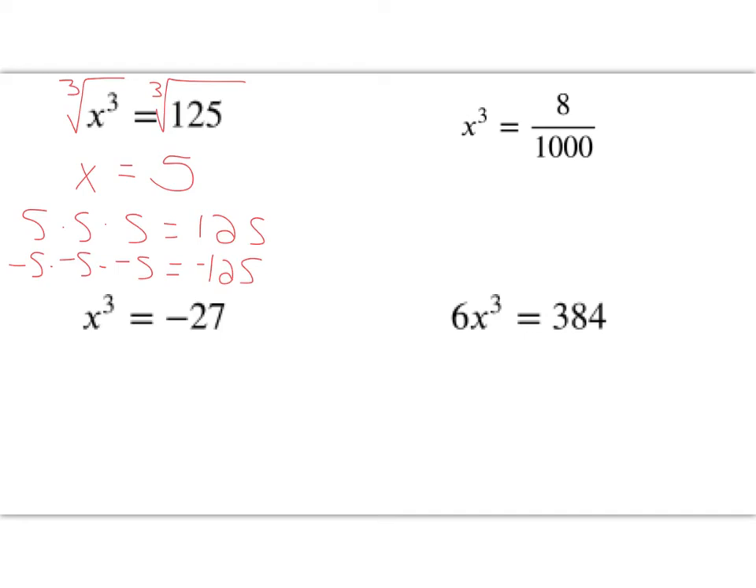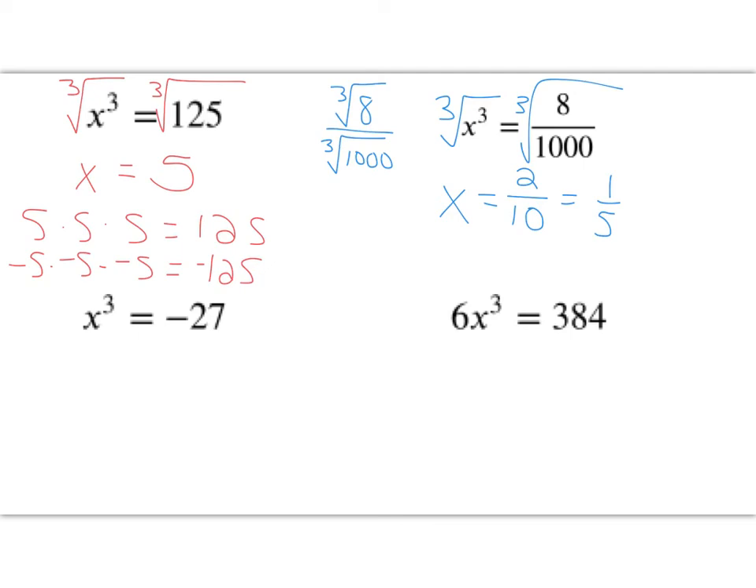All right, so here's a fraction. x cubed equals 8 over 1,000. So we're going to take the cube root of both sides. The cube root of x cubed is x. And you tell me, what is the cube root of 8 over 1,000? So recall that when we have a fraction that way, we split it up. We want the cube root of the numerator. The cube root of 8 is 2. 2 times 2 times 2 is 8. And the cube root of 1,000 is 10. 10 times 10 times 10 is 1,000. 2 tenths will simplify. We get 1/5.